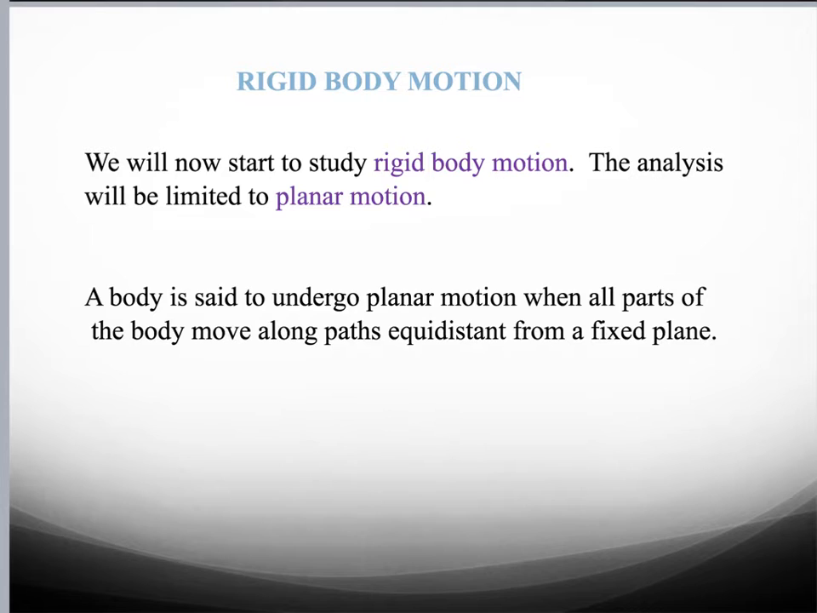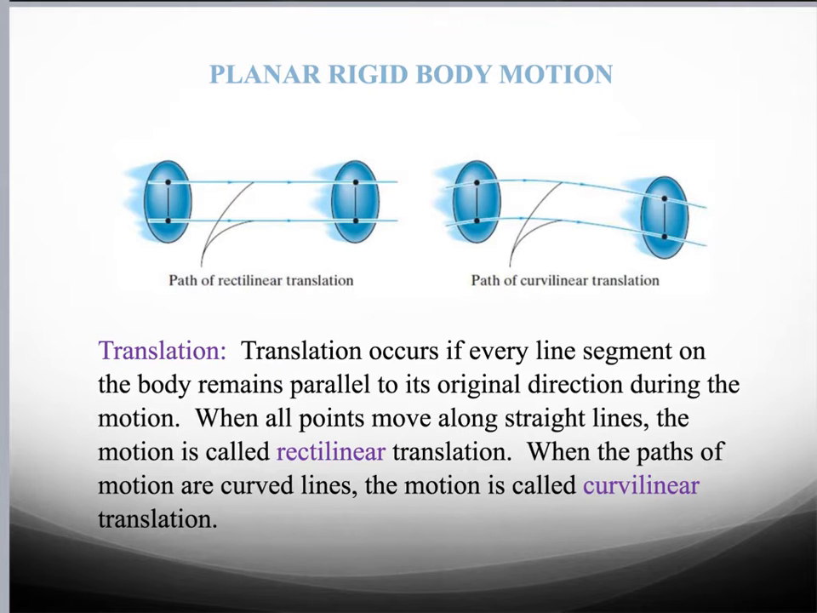So, we start off with a simpler case in chapter 16. If we had more time, we would not be limited to planar motion. Basically, here we've defined planar motion as when all the parts of the object move in paths that are equidistant from some fixed plane. And we're going to look at a few examples of what it would be.